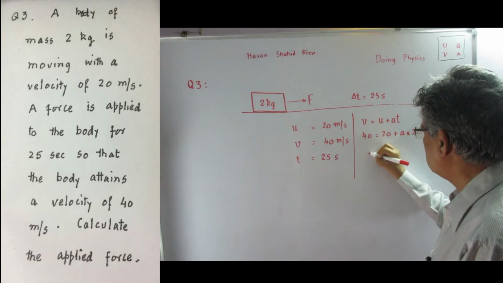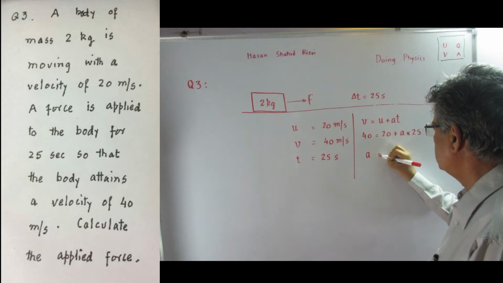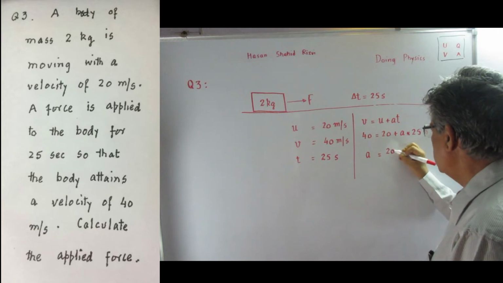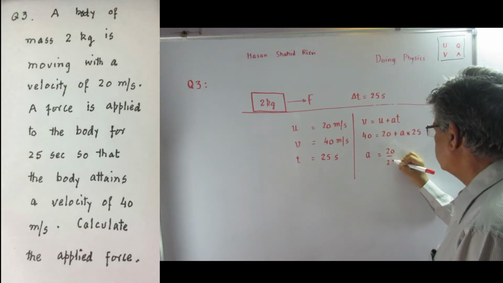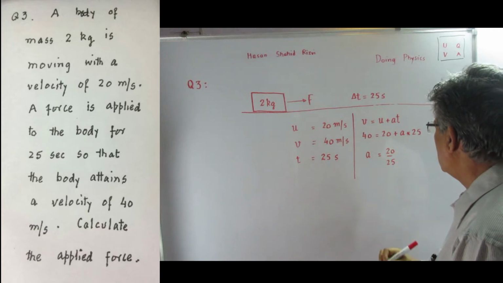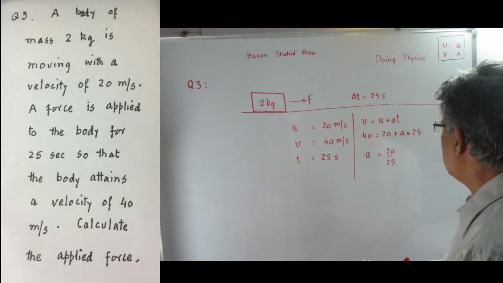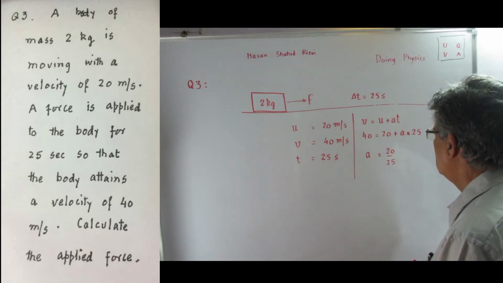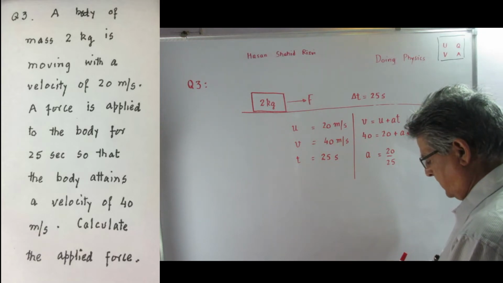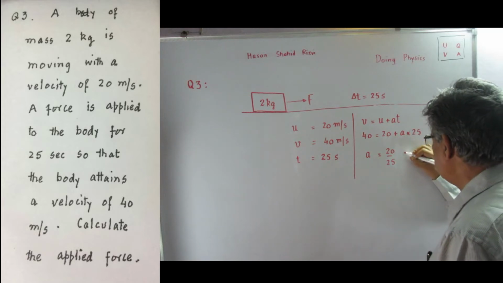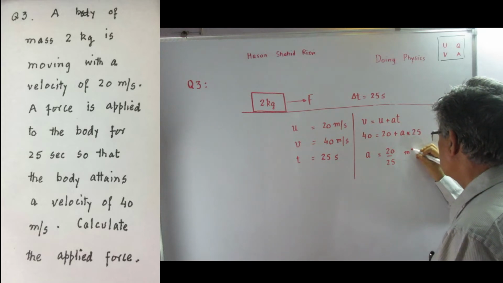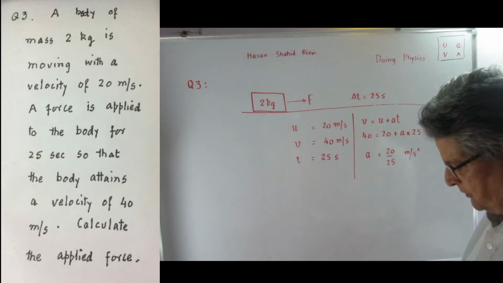It turns out that 20 goes on the other side, and a will become equal to 20 divided by 25 meters per second square. Now they want the force.